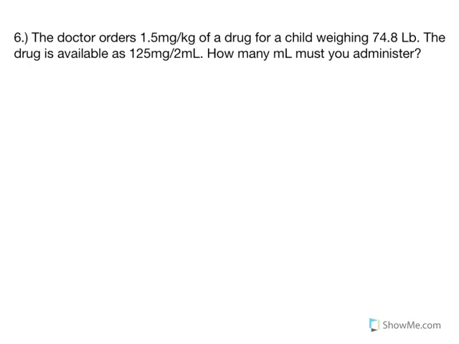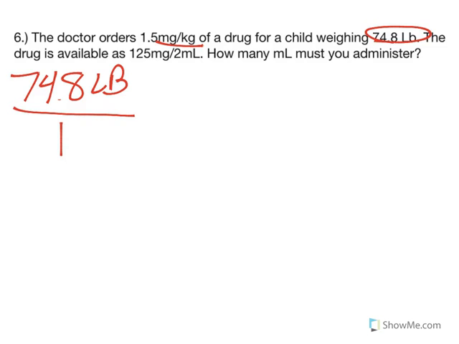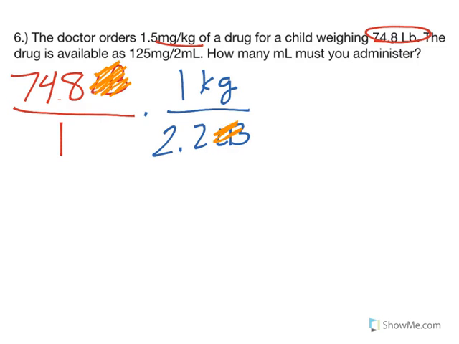Whoop, whoop. Number 6, the doctor orders 1.5 milligrams per kilogram of a drug for a child weighing 74.8 pounds. The drug is available as 125 milligrams for 2 milliliters. How many milliliters must you administer? Okay, so first of all, we're starting with a weight of 74.8 pounds. And that's all fine and good, except our drugs are given in kilograms. So I'm going to start by saying, well, I know that 2.2 pounds is 1 kilogram. So that process right there makes my pounds go away, and I'm in kilograms.